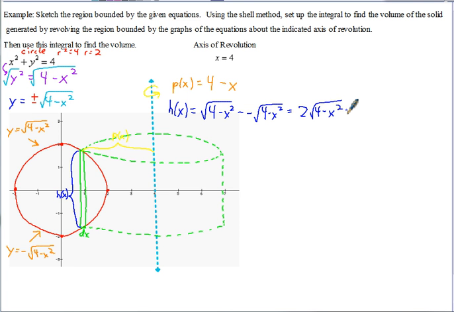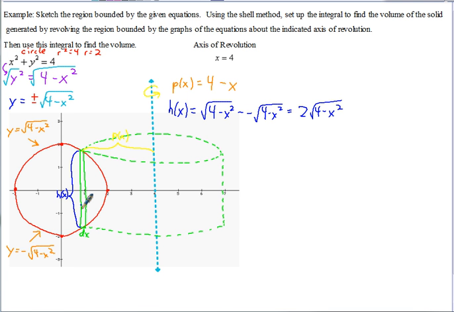You see why that makes sense? It's really double because of the symmetry of the circle here. So if we just went for the height from there to there, it would just be square root of 4 minus x squared minus 0. And this is twice as long, so it's 2 times that.